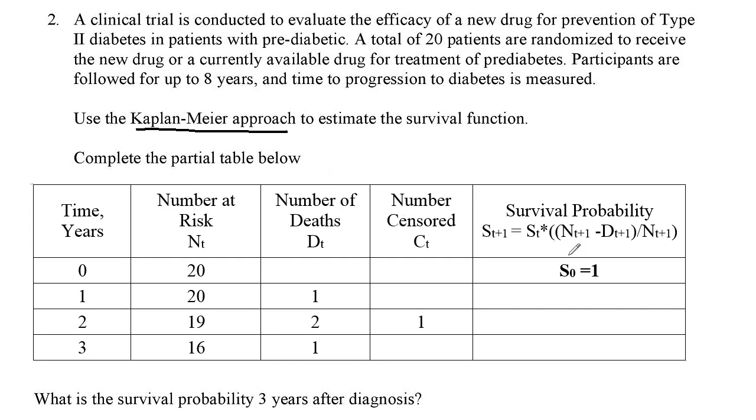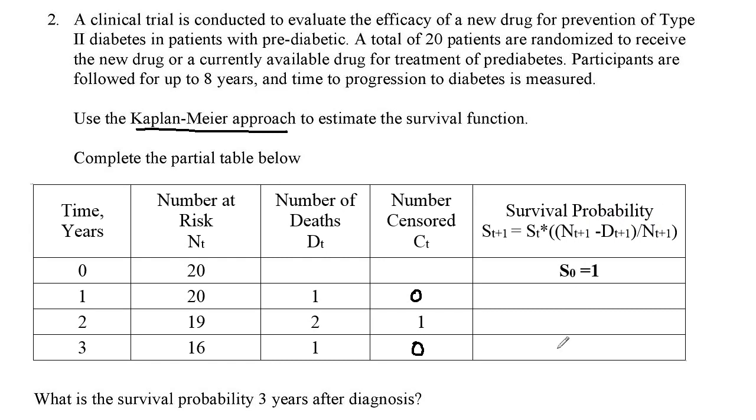We want to calculate the survival probability 3 years after diagnosis. So we want that number right here. You'll be given the time in years, the number at risk at that time, the number of deaths that occurred at each time, and the number censored. If there's no value, then it's 0, even though it's not written. At time 0, the survival probability, S sub 0, is 1 or 100%. To get the next survival probability, you take the previous one and multiply it by the ratio: the number at risk minus those who died, or in this case progressed to diabetes, divided by the number at risk.